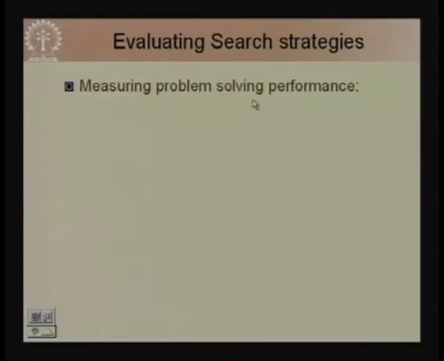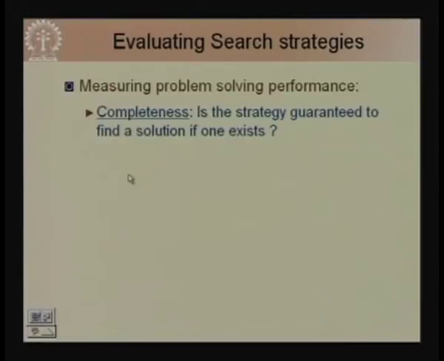Now, we will discuss several search algorithms today. For each of these algorithms, we will look at the following. We will like to measure how effective these algorithms are in terms of completeness. Number one, completeness. Is this algorithm guaranteed to find a solution if a solution exists? Given a problem, given the state space representation of the problem, if a solution exists to this problem, can the algorithm find the solution, or is the algorithm guaranteed to find the solution?